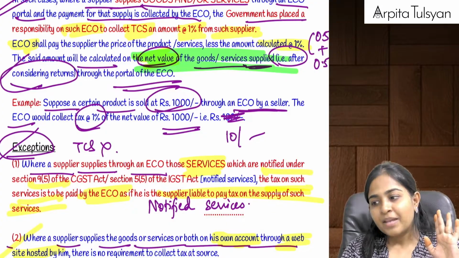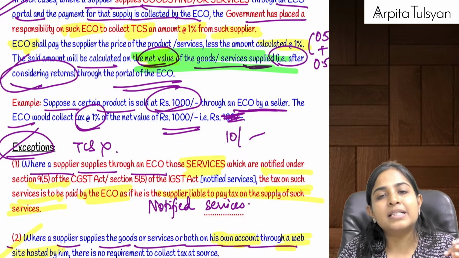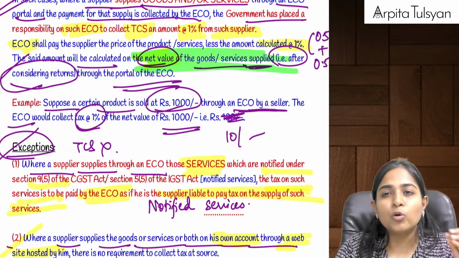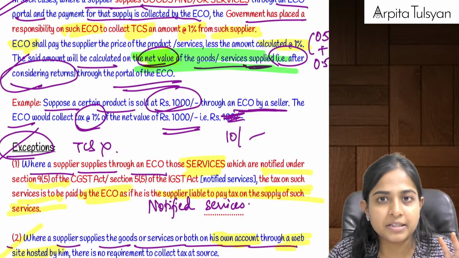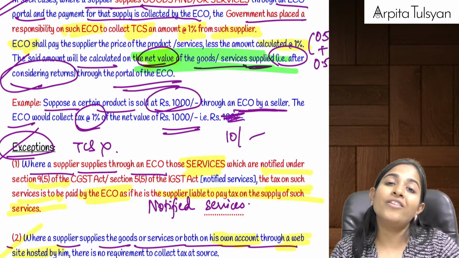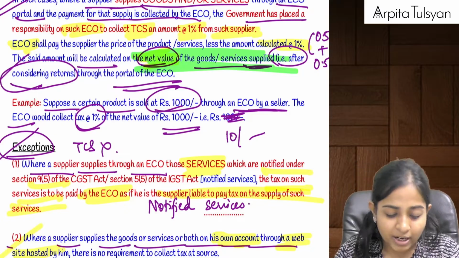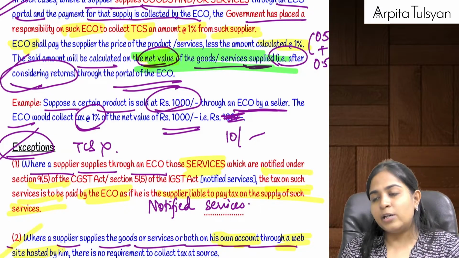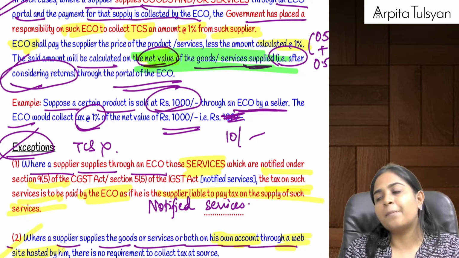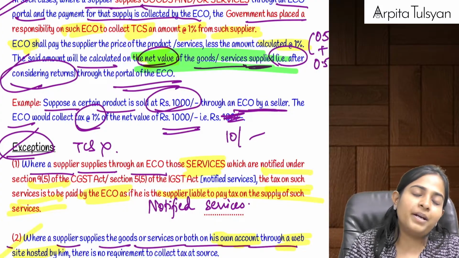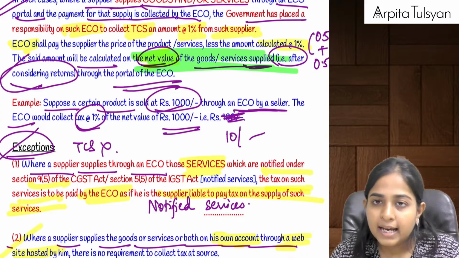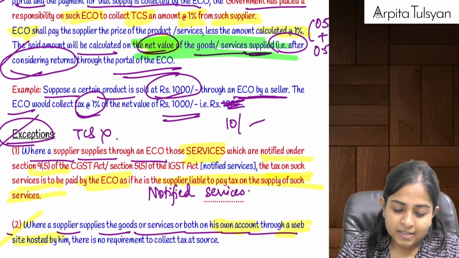on that particular amount, your TCS will be applicable at the rate of 1%. Are you understanding? Let's say the value of goods supplied through the e-commerce operator is equal to 1180 including GST. Then TCS will be applicable on 1000 rupees, that is excluding your GST. Again, the ECO is required to collect this tax from the payment that will be made to the supplier and pay it to the government. Are you clear with this? Yes.